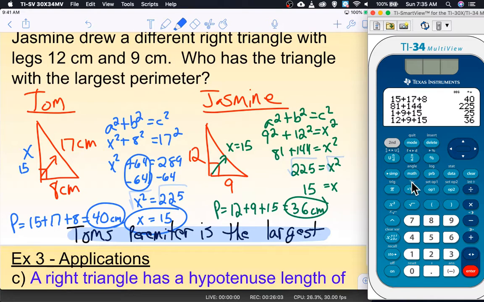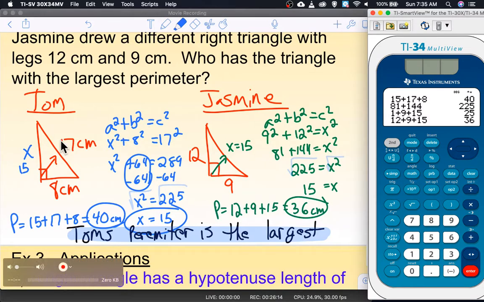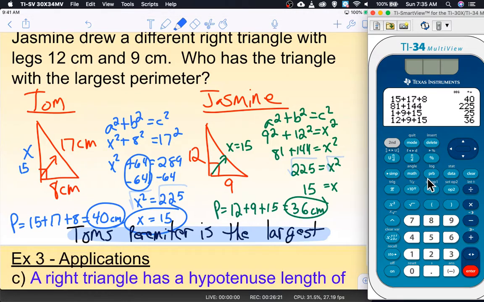Okay, so that was a little bit more work. That wasn't just draw a triangle and find a missing side. That was a little bit more of an application to it, a little bit of a process. And that's okay. It's okay if there's a process, but we still had to do the Pythagorean theorem in order to find a missing side of a triangle. And we had to use that to find a perimeter and then compare perimeters.